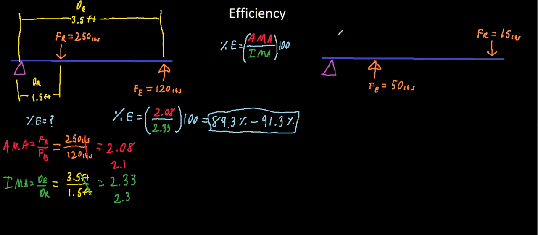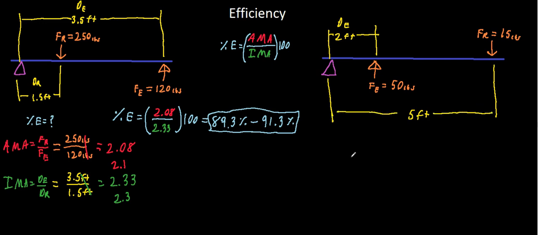Let's say our effort force is 2 feet from our fulcrum. In other words, this is our distance effort, the distance from our effort force to our fulcrum. And let's keep this simple and say our resistance force is 5 feet from our fulcrum. So what would be the percent efficiency?